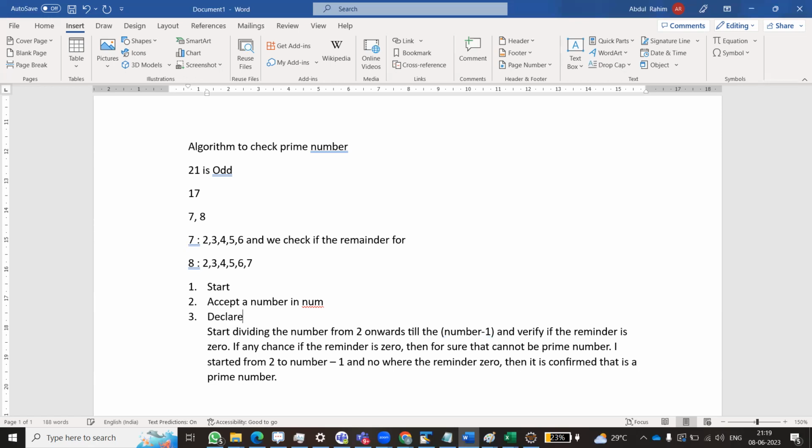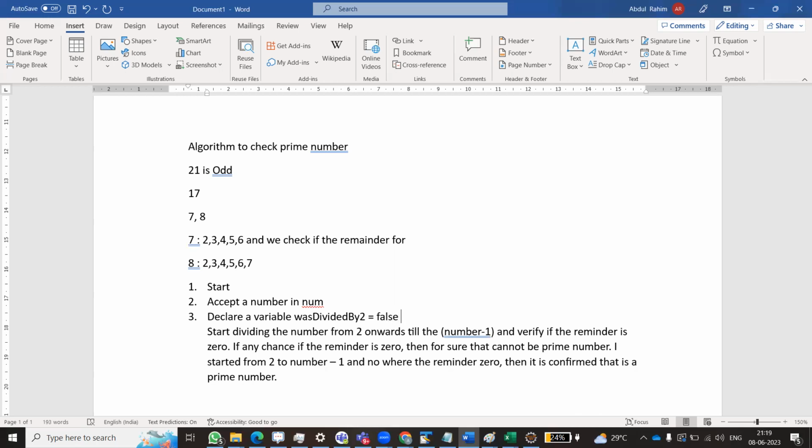Declare a variable was divisible, by 2 or something like this. Declare a variable was divisible, it's just a variable name. You can give anything. Declare a variable and I will say false.